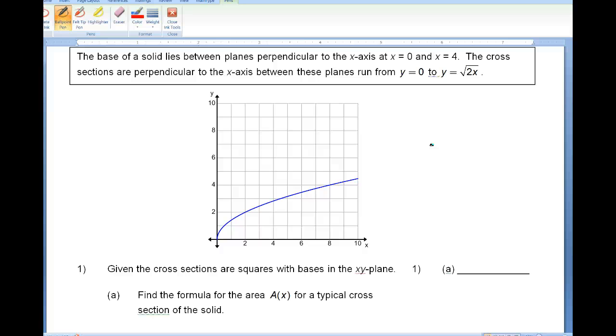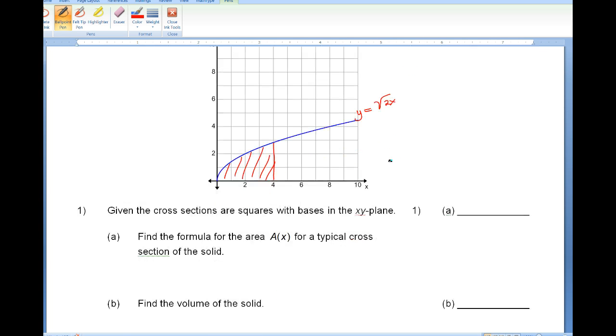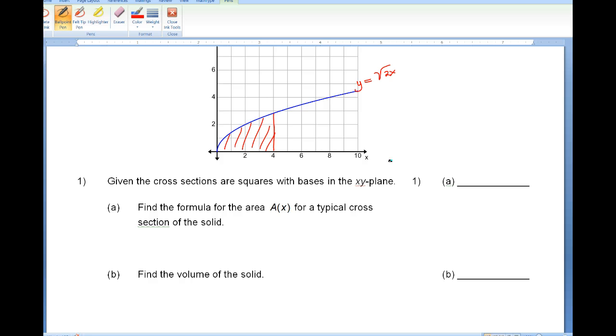Okay, so base of a solid. I drew this really big graph, but it only goes from 0 to 4, so ignore the rest of the graph. We're just looking here. Can I draw a line down? So the cross sections are perpendicular to the x-axis, and they run from, this is y equals square root of 2x. They're always going to give you an equation. So imagine squares coming out of the board. Here's one side of the square, and the square comes out of the board. And we want to find the volume of that solid. So find the formula for the area of a typical cross section.